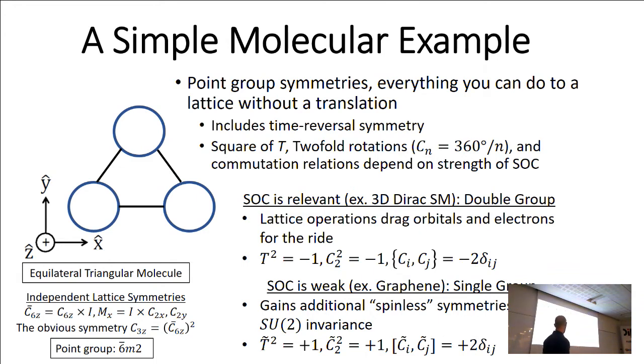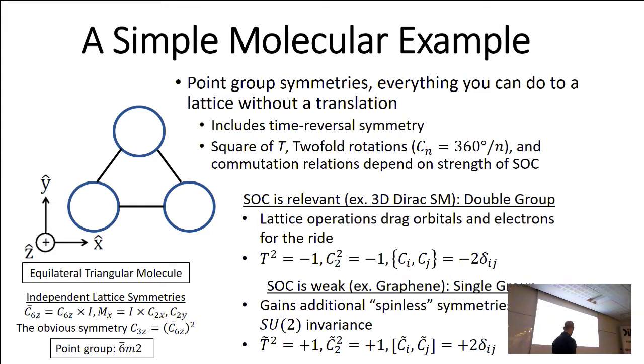So I have a C6 roto-inversion, or improper rotation, and then I have a mirroring about the x-axis, and then I also have some rotation about the y-axis, like this. And so the point group of this molecule is generated by 6 bar and 2. And so using that information, I can talk about the kinds of degeneracies that are required in the Hamiltonian that governs any model of this molecule.